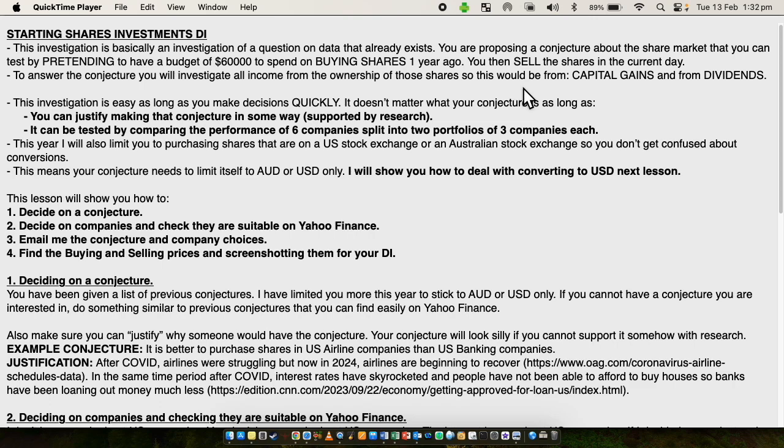So where does income come from with shares? Capital gains and dividends. I haven't taught you dividends yet. That's fine. You can start the assignment.